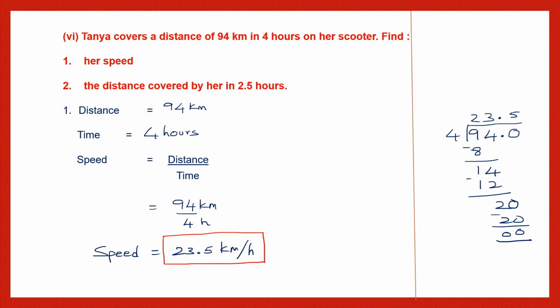Now, with the same speed, we have to find the distance covered by her in 2.5 hours. This is the second question. Find the distance covered by her in 2.5 hours. So this time we're going to find the distance. So time has been given to us and speed we have found. So let's do this. Now the second part of the question, we have to find the distance.